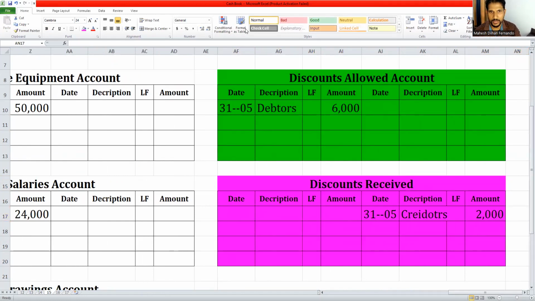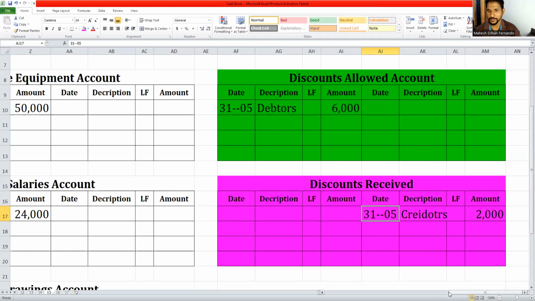Okay. If the accounts are over, draw an account on a side. Extremely sorry. If the accounts are over, prepare an account for discounts received. I think one account is not enough. Prepare the format of one account and name it as discounts received and credit it 2,000, description creditors, date 31st of May. Good.